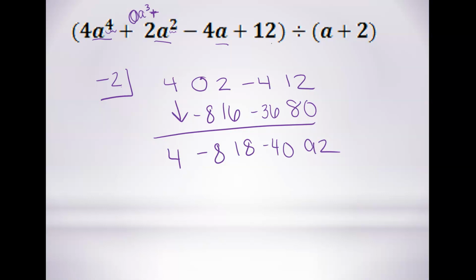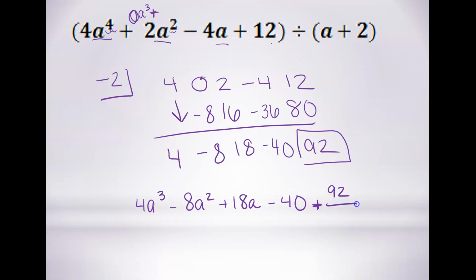Rewrite it so that your quotient has our variables back in our solution. So this started as a to the 4th, and you divided it by a, so that makes this a cubed, 8a squared, plus 18a, minus 40, and that 92 is my remainder. So we take the remainder, and we always add it, and divide by the divisor. So quotient plus remainder over divisor.